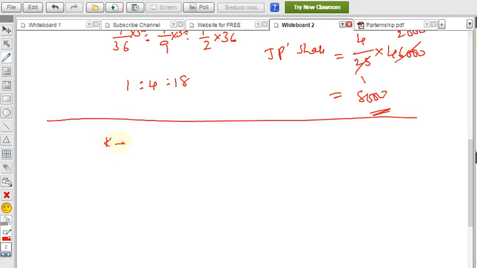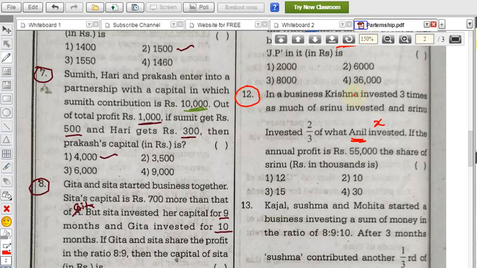So Krishna plus Srinu plus Anil, the total investment is 55,000. The annual profit is 55,000. So that is the total profit they got. Then we need the share of Srinu. First we need to find out the ratio of each.